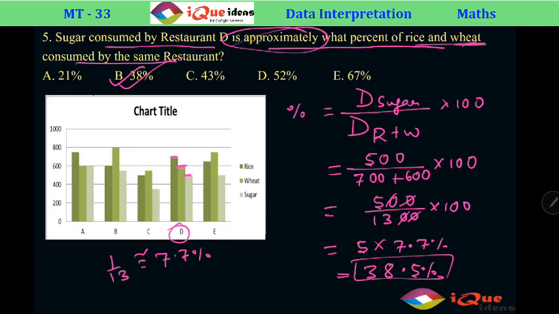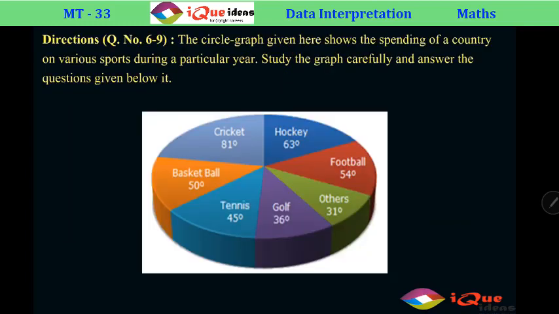Okay, now let's take up the next data. Now the next set of data, as you can see, this is a pie chart, right? It says circle graph given here shows the spending of a country on various sports during a particular year. Study the graph carefully and answer the questions given below it. Now, here it says whatever expenditure they do on sports during the particular year, whatever spending they have.